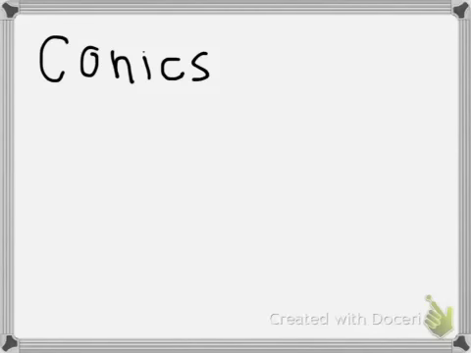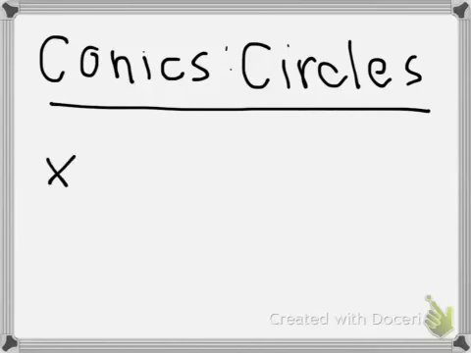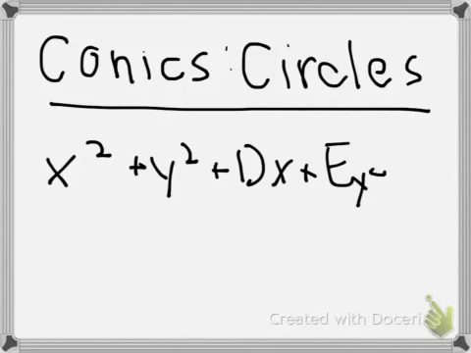Today, Nick and I will be teaching you how to find the graph, find the equation, and find the center and radius of a circle when only given a few coordinate points. The first thing to know is the general equation of a circle, which is x squared plus y squared plus dx plus ey plus f equals 0. After solving this equation, you can factor it, making it easier to graph and find the center and radius.